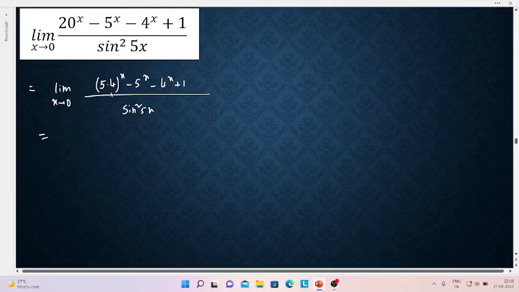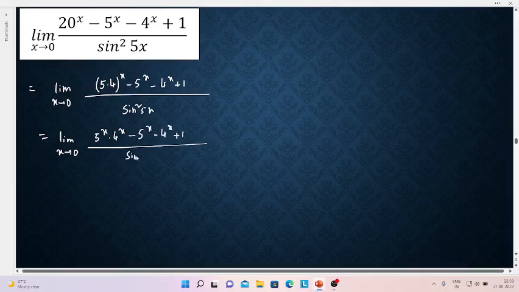So we know, a times b to the power x can be written as a to the power x times b to the power x, right? So we can write this limit as 5 to the power x times 4 to the power x minus 5 to the power x minus 4 to the power x plus 1 over sine square 5x, right? So basically we have to take the first two functions here, then another two functions here.